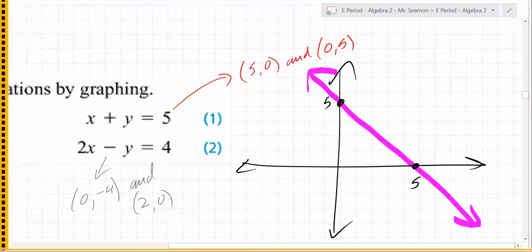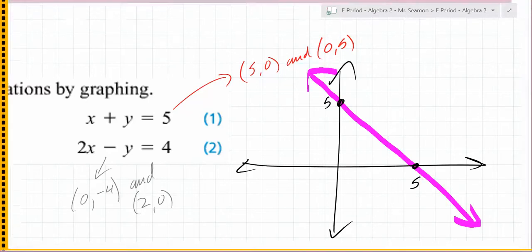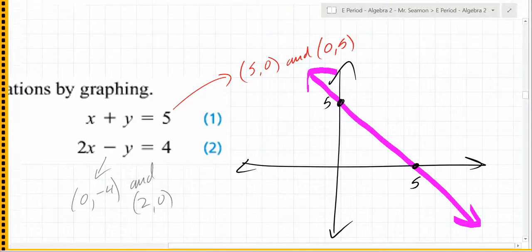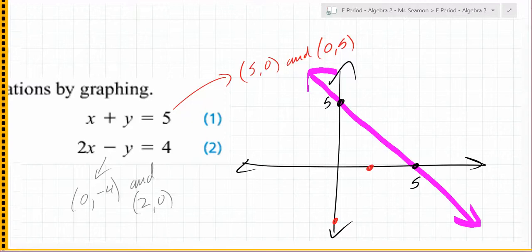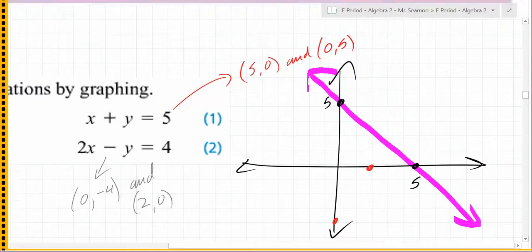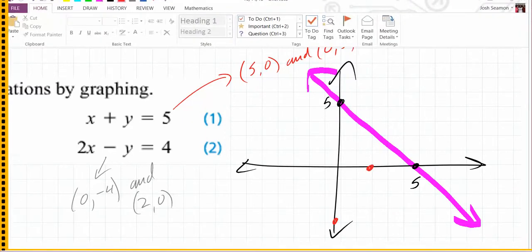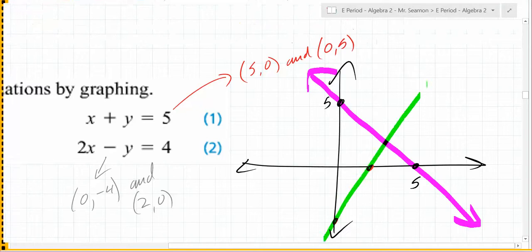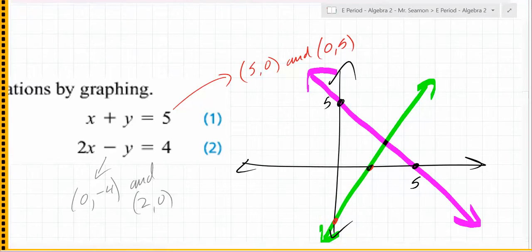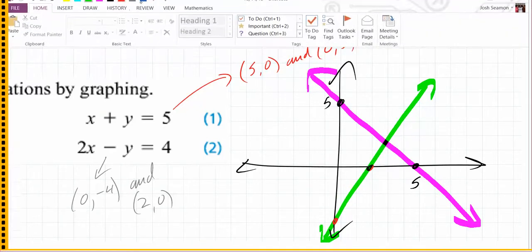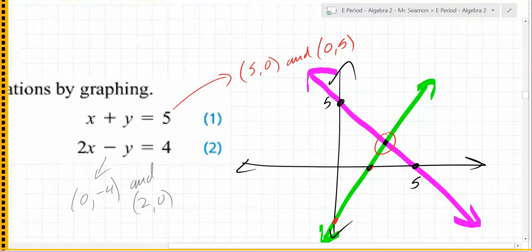So we have that one. And then, 0, -4 is going to be right about there. And 2, 0 is going to be right about there. So what do you do with those two? Graph the line. Thank you. So we graph this line. And then what point are we interested in? What point are we really interested in? We're interested in that intersection. What is that? And maybe it's 3, 2.